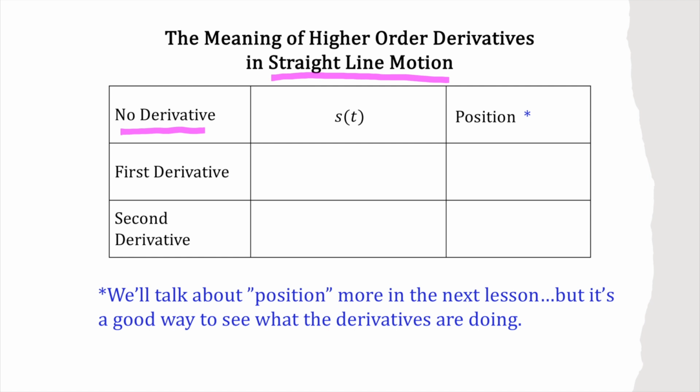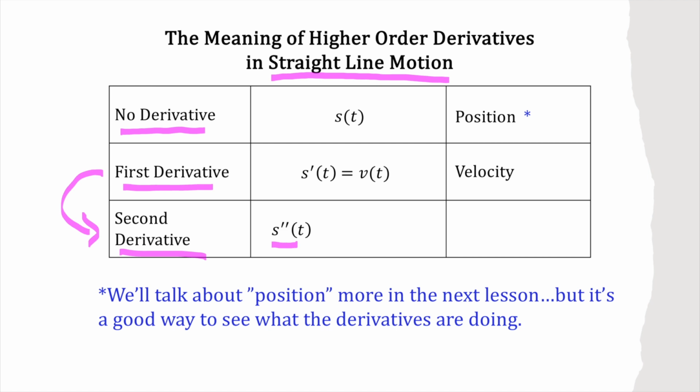Now, if you take the position function, take the first derivative of it, you get s prime of t, which equals v of t. That is the velocity of that object that's moving. Then, if you take the derivative of the first derivative, you get the second derivative, s double prime of t, which is v prime of t, the first derivative of velocity, which is acceleration, a of t. So again, we'll work a lot with that in the next lesson, but I want you to kind of see what it looks like.